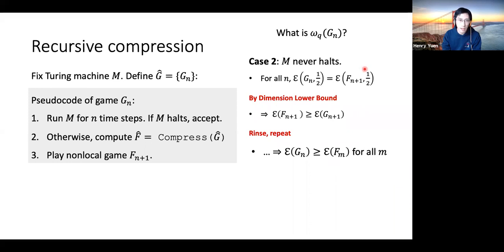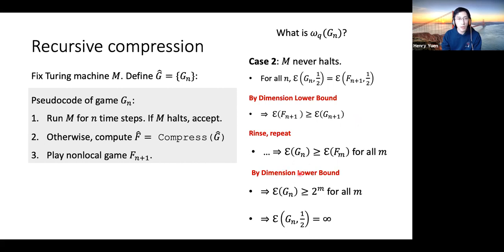Okay. If you combine these two facts above, and now we use the second part of our dimension lower bound, which is that the entanglement required to win f sub m is at least 2 to the m, right? So this implies that the dimension you need to win G sub n is at least 2 to the m for all m. So there's no finite lower bound, which means you need essentially an infinite amount of entanglement to play G sub n to win with probability a half. And that tells you that the tensor product value of G sub n is at most 1/2.